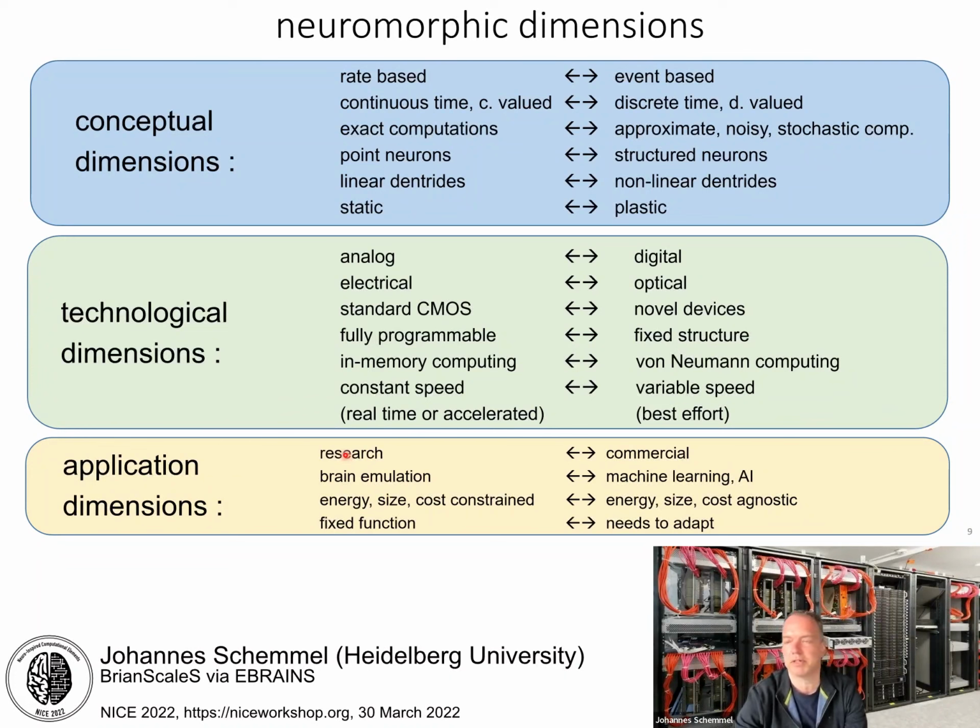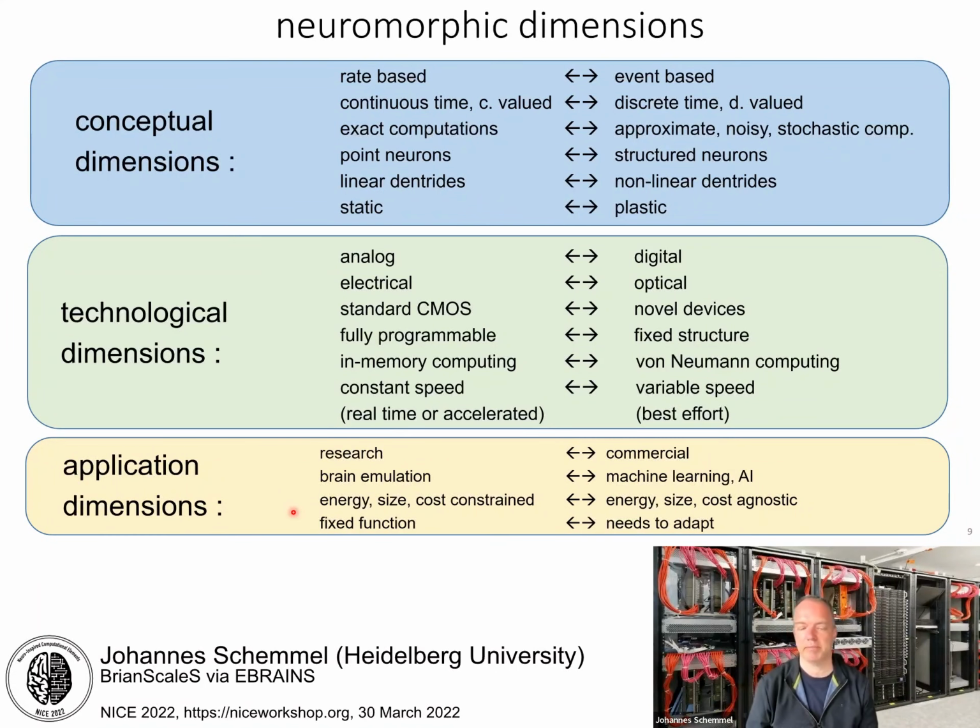BrainScaleS is mostly for research, but not 100%. Then, is the target brain emulation, or is the target machine learning or AI? This is also one of the basic differences in application. Then also the important constraints like energy, size, and cost. I mean, is it constrained or not constrained? This is very important for the design considerations you have to make.